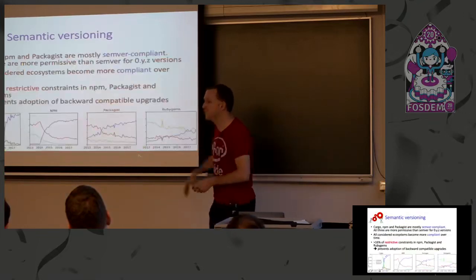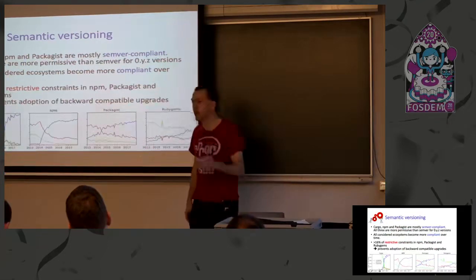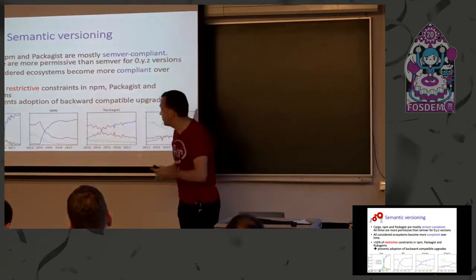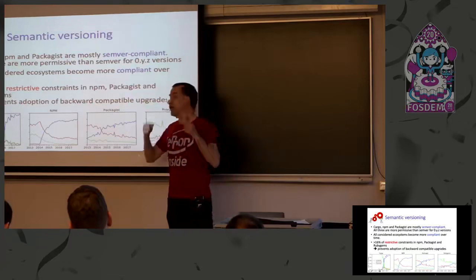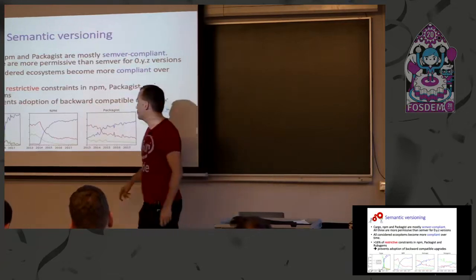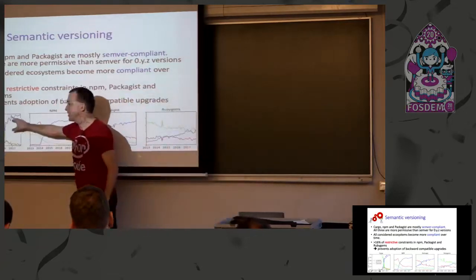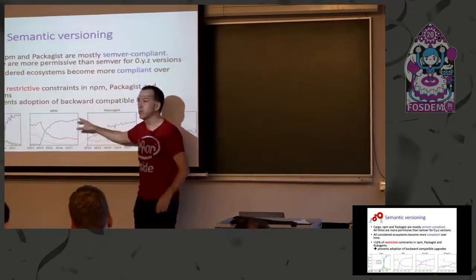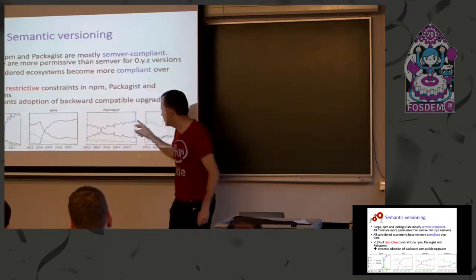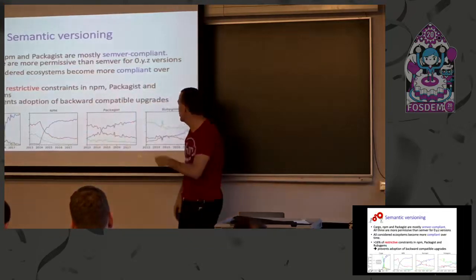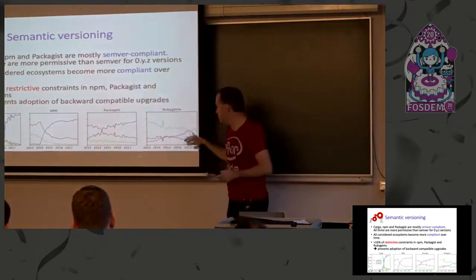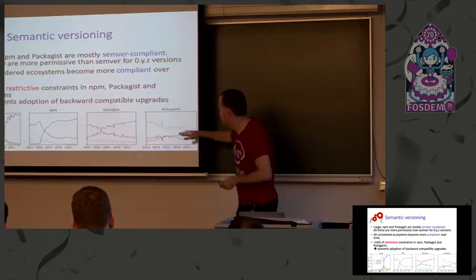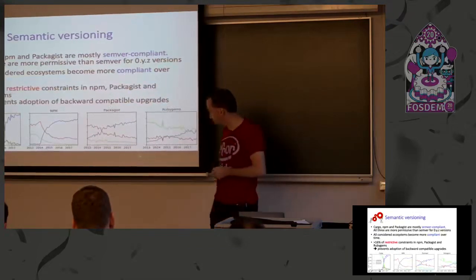So based on this, we try to analyze whether these different ecosystems are increasing in semantic version compliance over time, and we saw that it was clearly the case for Cargo. It's almost going to 100%, for NPM like 80% or so, and for Packagist too. So that's actually a good sign. RubyGems is not supporting semantic versioning as much. The blue curve is much lower.